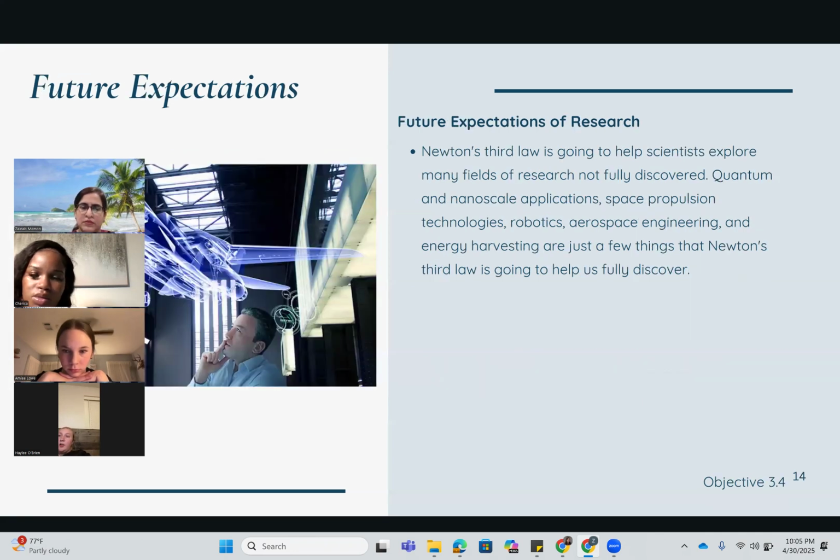And then in the future, it's going to help scientists explore many fields of research: quantum and nanoscale applications, space propulsion technologies, robotics and aerospace engineering, and energy harvesting. Those are just a few things that Newton's third law is going to help us discover one day.